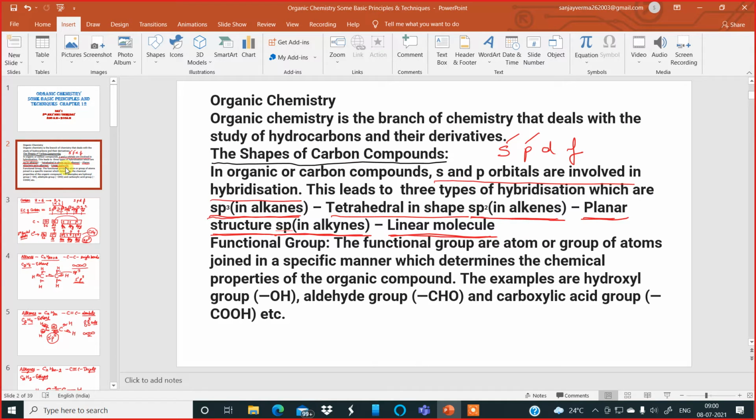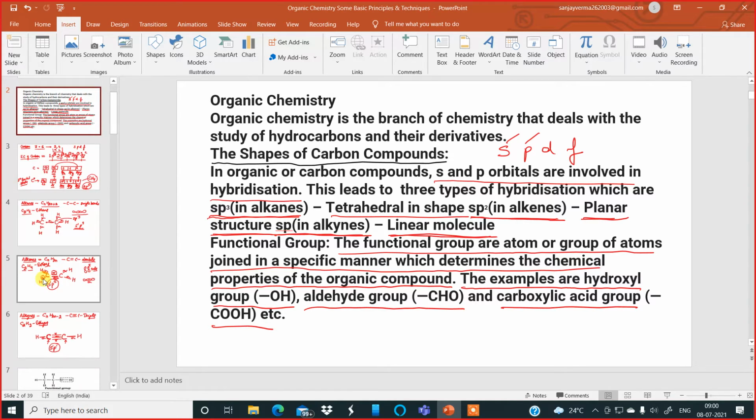I come to the second slide, slide number 2, functional group. The functional group is an atom or group of atoms joined in a specific manner which determines the chemical properties of the organic compound. There are plenty of functional groups. Some examples are given over here which you have heard last year also. The examples of some functional groups are hydroxyl, alcoholic, aldehyde CHO, carboxylic COOH group. So these are few examples of functional groups which I have just read out.